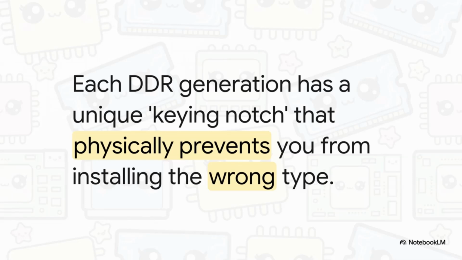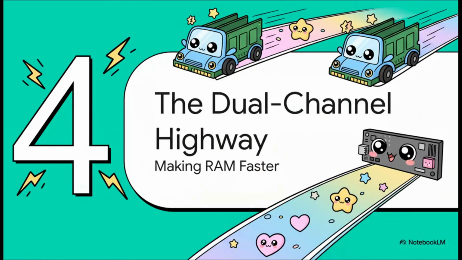Why? Well, because each type, DDR3, DDR4, DDR5, has a little notch, a key, cut out of the bottom in a slightly different spot. This physically stops you from forcing, say, a DDR4 stick into a motherboard that needs DDR5. It's a fantastic, foolproof design that has saved so many people from a very expensive mistake. So, we know newer RAM is faster. That's a given. But here's a little trick that motherboards use to squeeze even more performance out of the memory you already have. It's called dual channel.